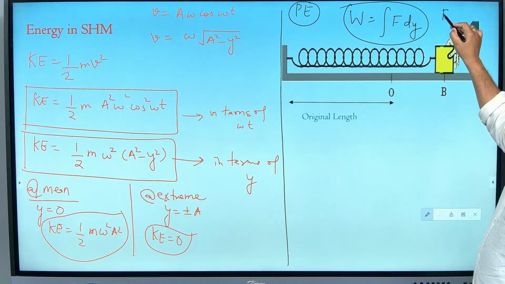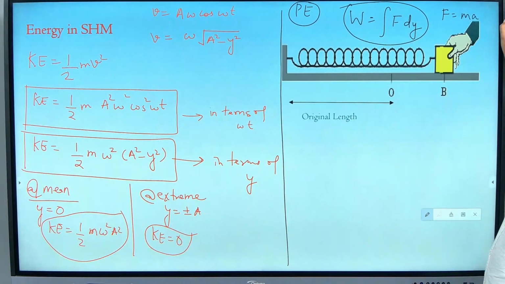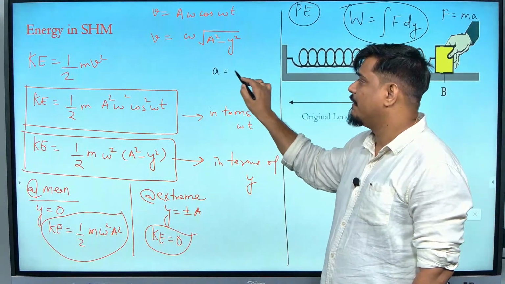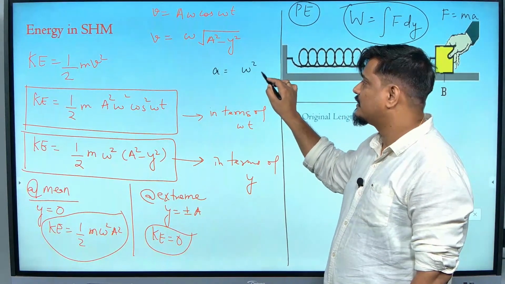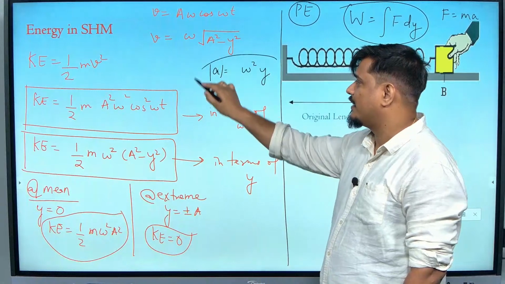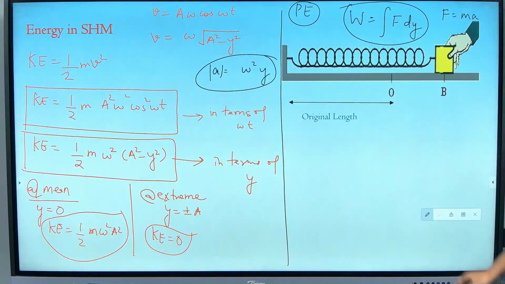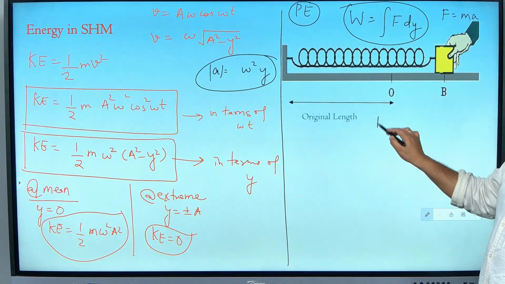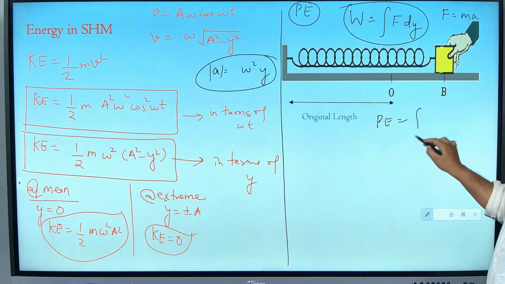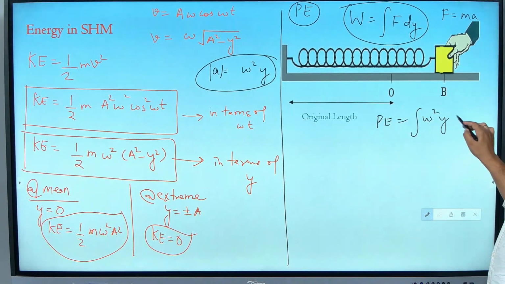We know that f is equal to mass into acceleration. Acceleration's magnitude was how much in the previous thing? It was minus omega square y, but its magnitude is how much? Omega square y, isn't it? I am going to use that. So what will be the work done? That is the potential energy stored. It will be equal to integral of m omega square y dy. Do you agree with me?